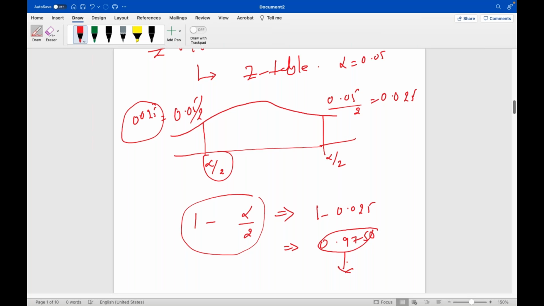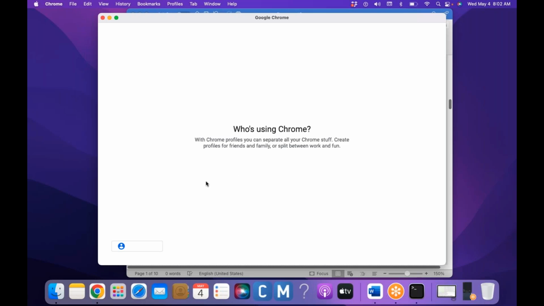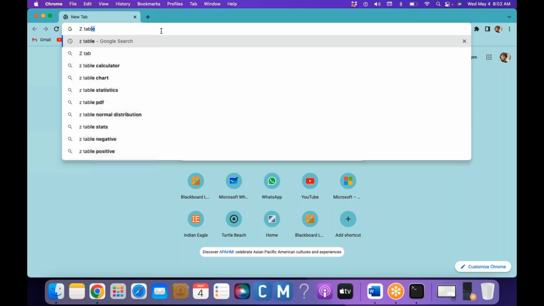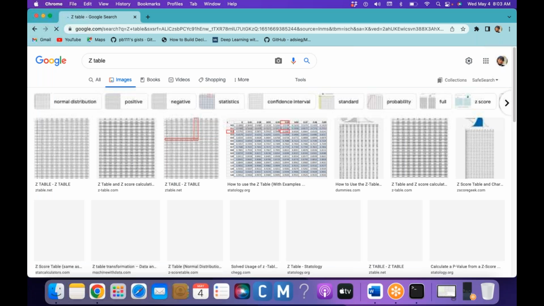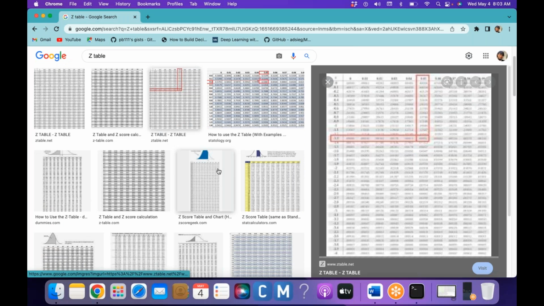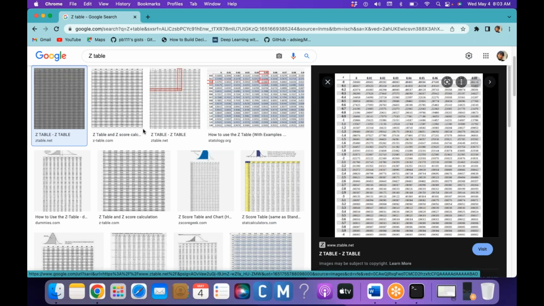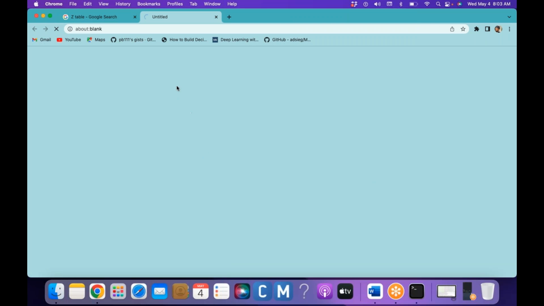Let me show you this value from online. You can open Google Chrome and just Google something like Z table, and find the Z value from the Z table, for 1 minus alpha by 2. So that value, 0.975. Just consider this one. This is the Z table. Let me open that table.